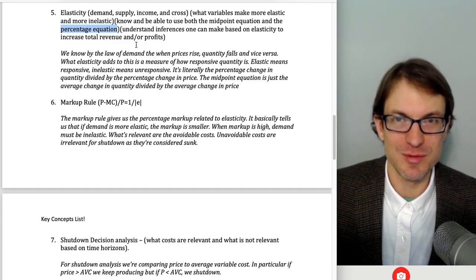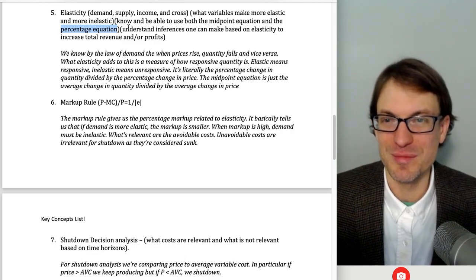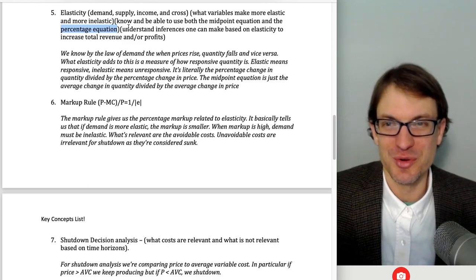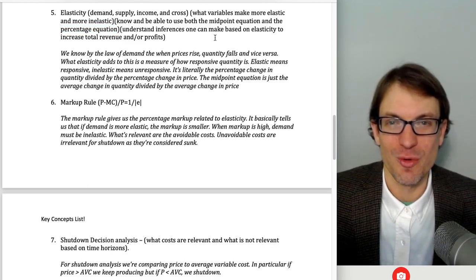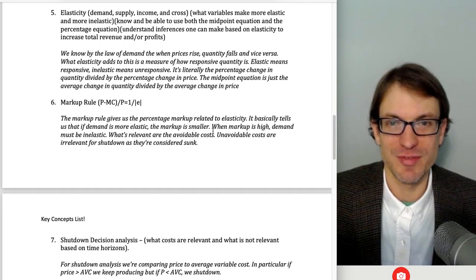That would be ridiculous for gas, because we'd expect gas to be pretty inelastic. But anyway, that's just an example. Real quick, the midpoint equation takes the change in quantity divided by its average, and then divides that by the change in price divided by its average.